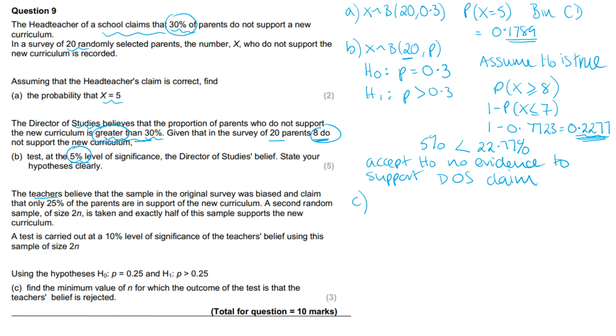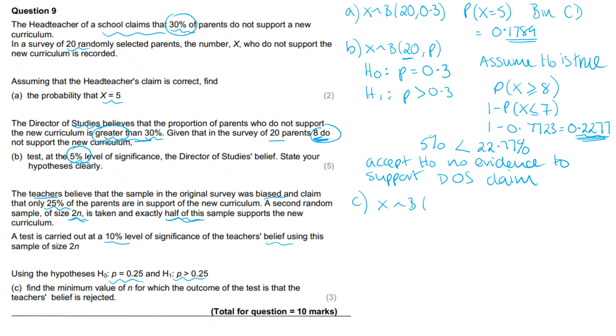Okay, part C. The teachers believe that the sample originally in the survey was biased, and they claim that only 25% of the parents are in support of the new curriculum. A second sample of size 2n is taken, exactly half. So now instead of it being 20, it's now 2n, and instead of in this case being 8, it's going to be half of that sample size. So we're carrying out a test at the 10% level, and we need to see whether the teacher's claim is being supported.